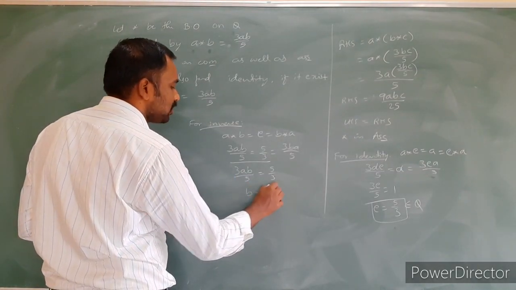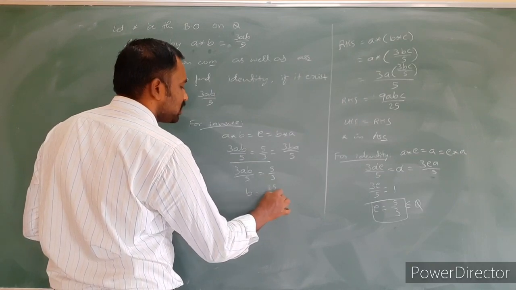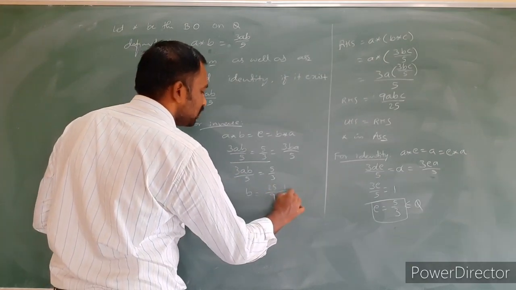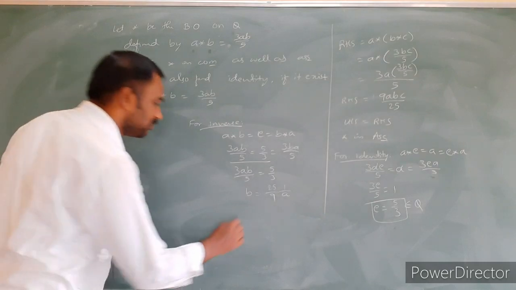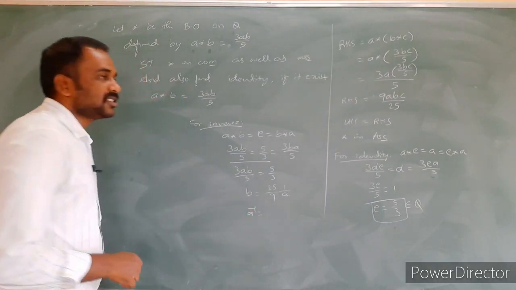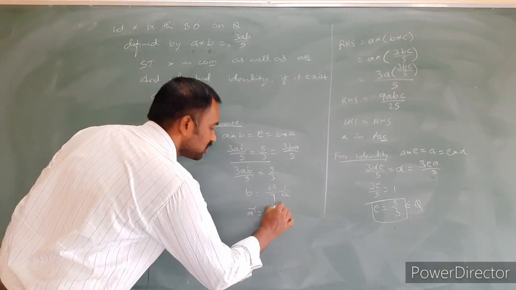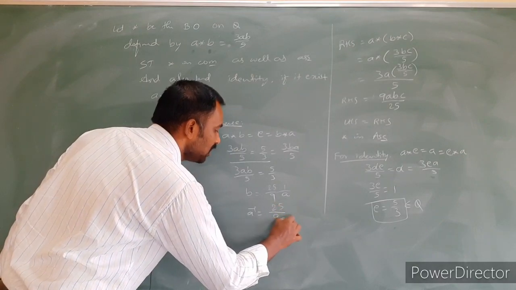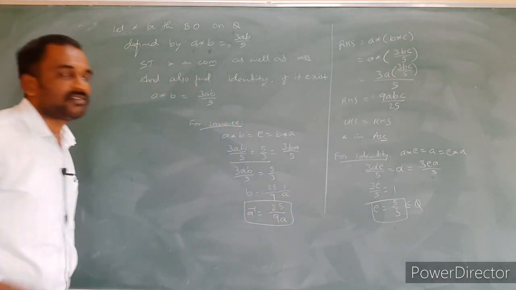Solve for b. b is equal to pi squared by 9, 3 3s are 9, and a comes to the denominator. This is the required inverse. What is the inverse? b is nothing but a inverse. a inverse is equal to how much? pi squared by 9a is the required inverse.